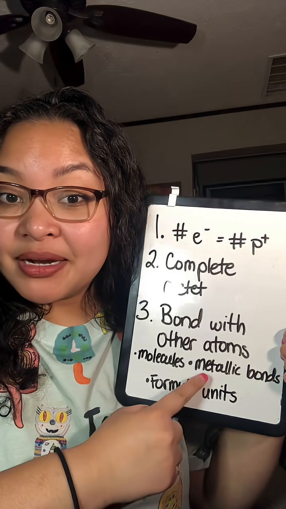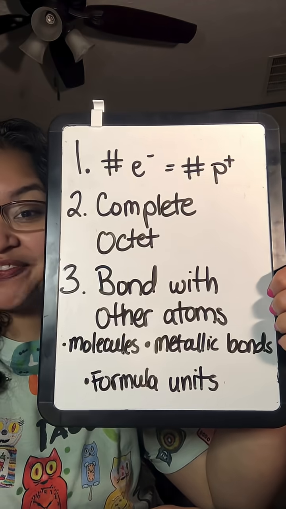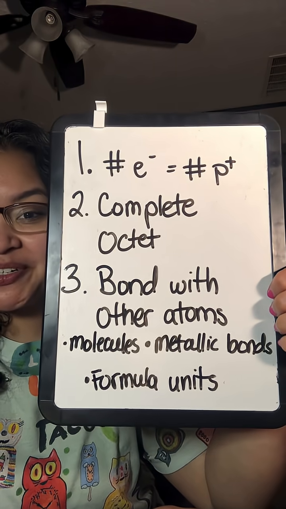Nonmetals to nonmetals, metals to metals, nonmetals to metals. Remember, everything is trying to find stability. They're trying to find peace. And following electron activity will help you to answer these questions in chemistry.